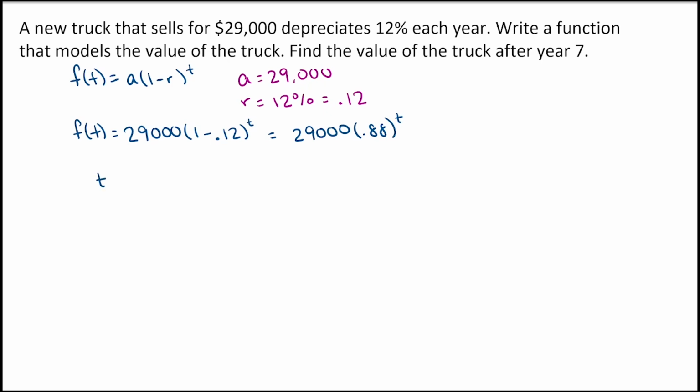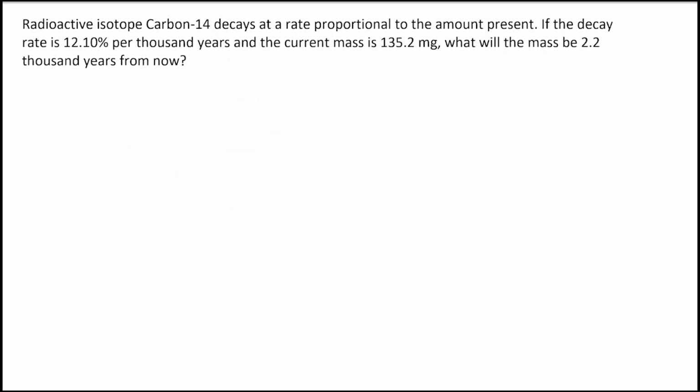Now let's plug in 7 for t. So to find the value of the truck on year 7, we will do f of 7 equals 29,000 times 0.88 raised to the 7th power, which is equal to $11,851.59.